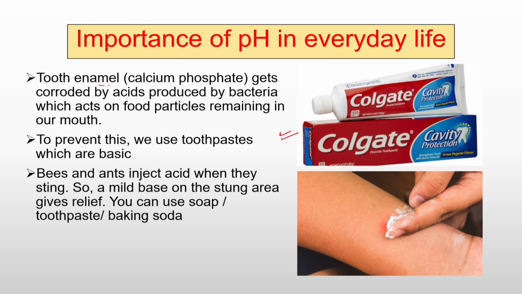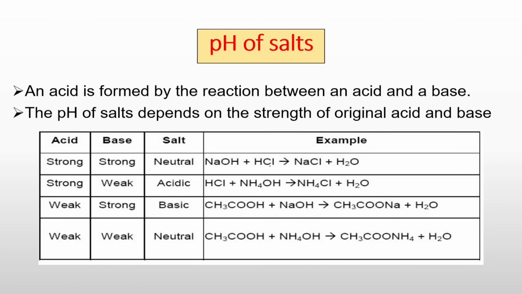The tooth enamel, that is calcium phosphate, gets corroded because of a lot of acids produced by bacteria, soft drinks, or food particles. To prevent this, we use toothpaste. Why? Because toothpastes are basic. So when we use toothpaste, we are basically doing a neutralization reaction. Even bees and ants inject that methanoic acid or formic acid. So we have to use either soap, toothpaste, or baking soda to neutralize the affected site. That is how chemistry is relevant in everyday life.